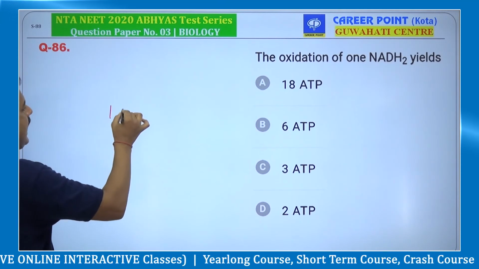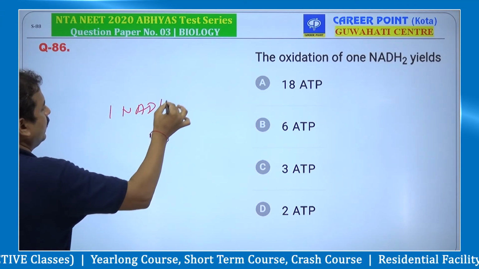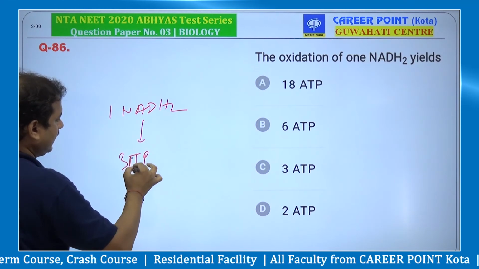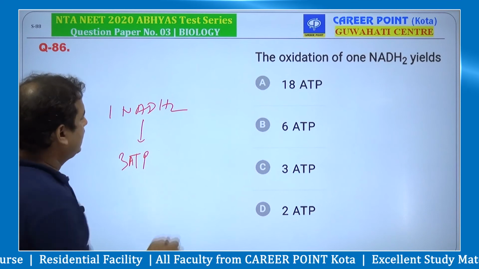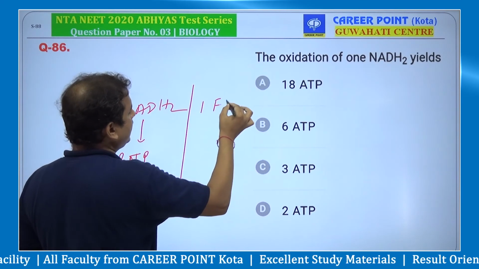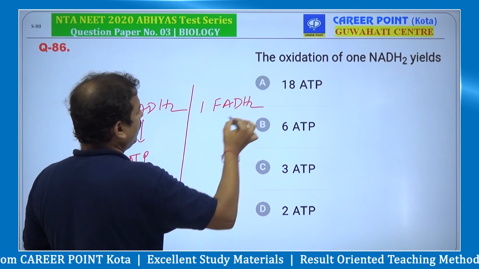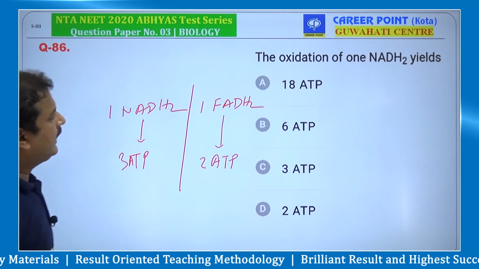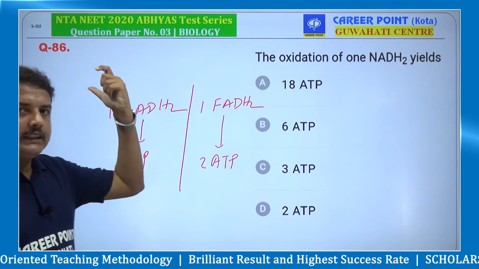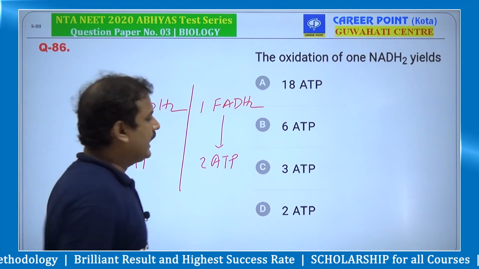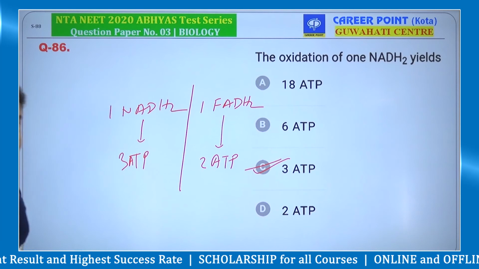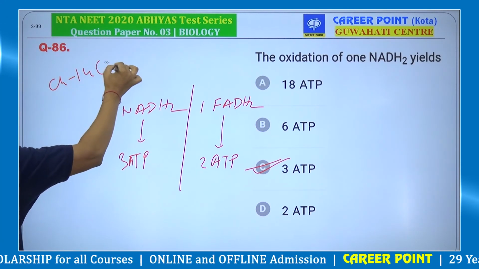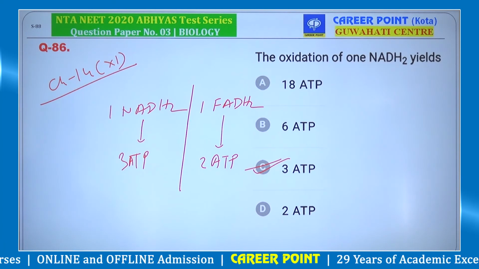Next, oxidation of 1 NADH2 yields. 1 NADH2 produces 3 ATP in ETS, whereas 1 FADH2 produces 2 ATP. So when 1 NADH2 is oxidized, it yields 3 ATP. So here the answer is C. Okay, it is in chapter 14 of class 11, the respiration in plants chapter.